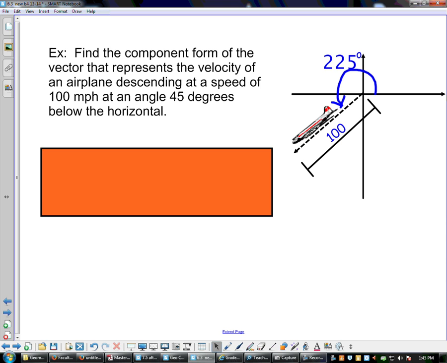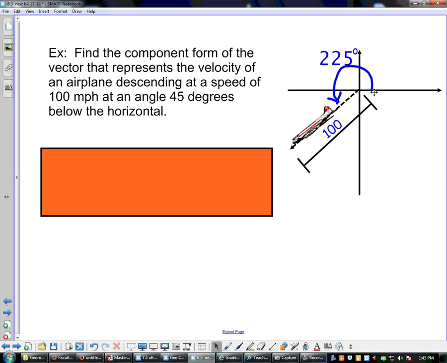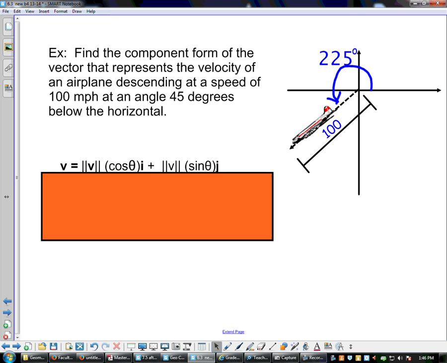So in this example, it says find the component form of the vector that represents the velocity of an airplane descending at a speed of 100 miles per hour at an angle 45 degrees below the horizontal. If it's descending at 45 degrees below the horizontal, and if we're assuming that it's heading in this direction, that would give us an angle of 225 degrees. And the velocity is really your magnitude of the vector.